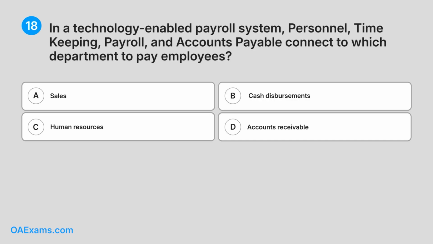18. In a technology-enabled payroll system, personnel timekeeping, payroll, and accounts payable connect to which department to pay employees? A. Sales, B. Cash disbursements, C. Human resources, D. Accounts receivable. Do you know the answer?